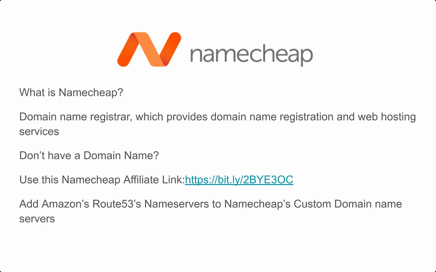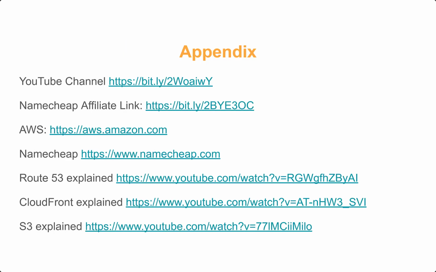Let's move on to the next slide, and here I've just included an appendix and collated all the information that you may need. So I've included my YouTube channel, my Namecheap affiliate link, AWS website, Namecheap's website. I've also included what Route 53, CloudFront and S3 are in brief videos produced and provided by Amazon's YouTube channel.